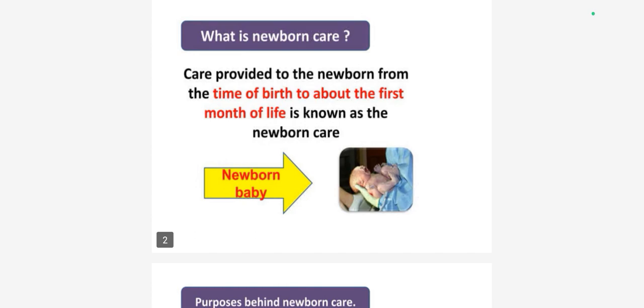Today we will see about newborn care in the pediatric topic. What is newborn care? Care provided to the newborn from the time of birth to about the first month of life is known as newborn care. So here you can see the newborn baby.